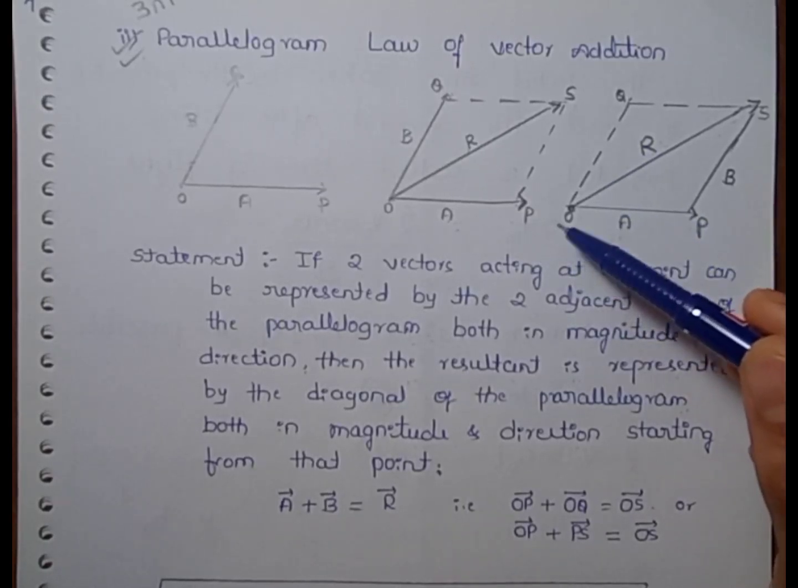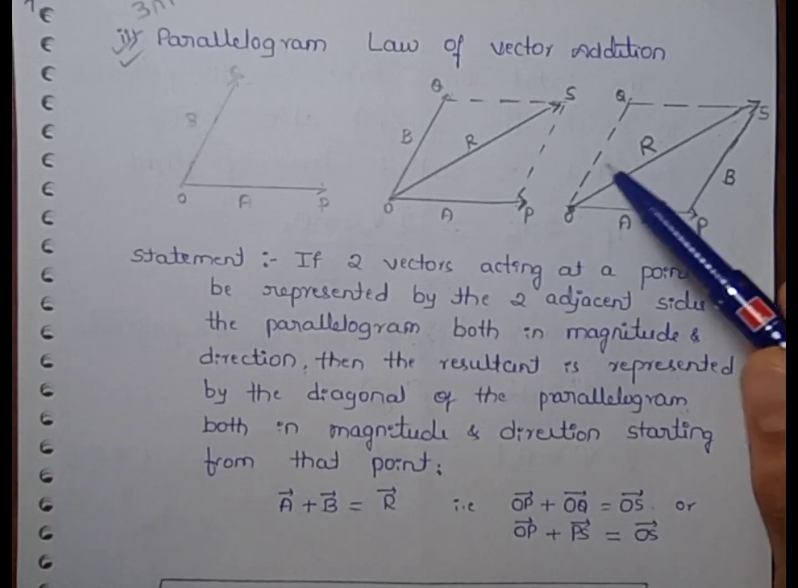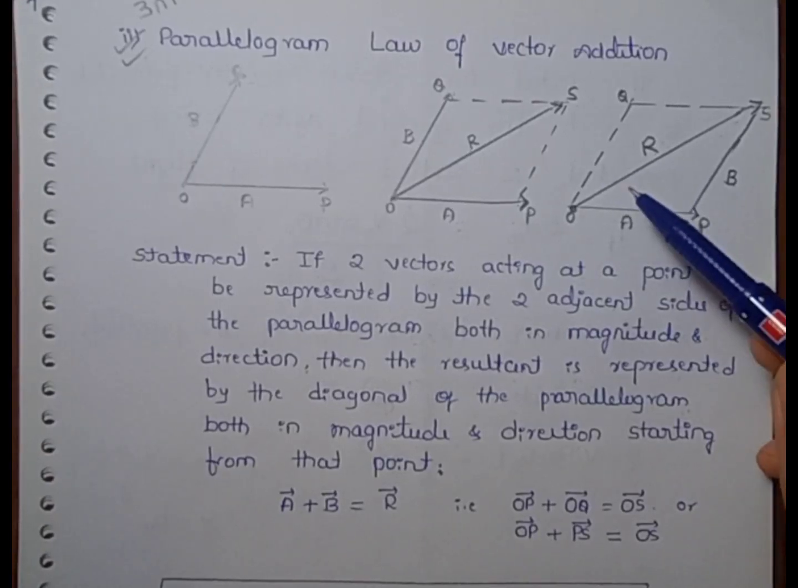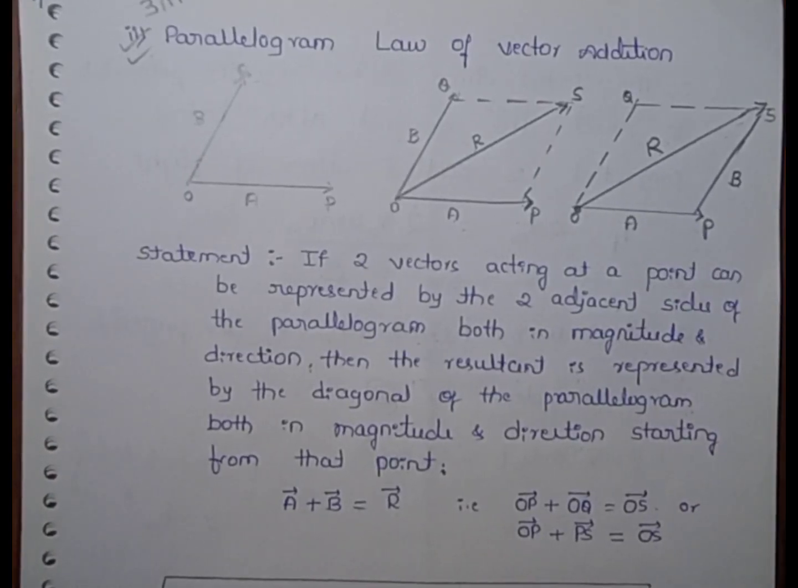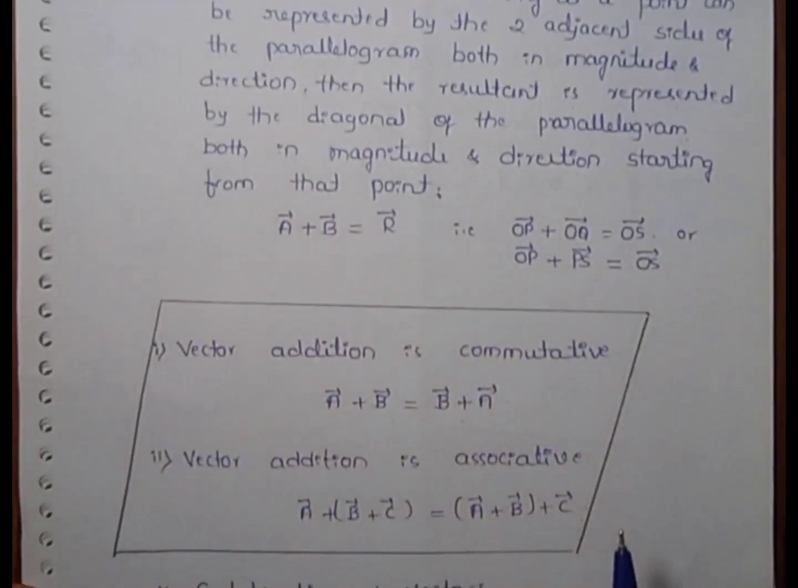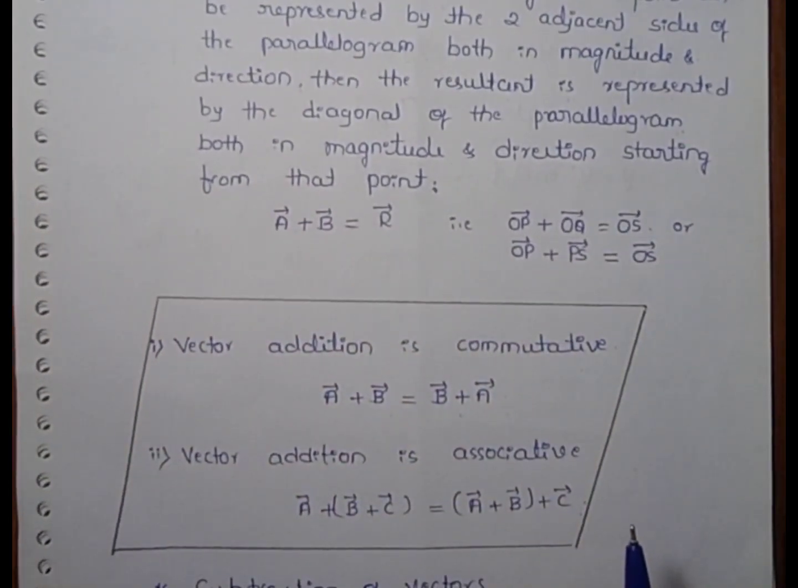Triangular law of vector addition and parallelogram law of vector addition both carry 3 marks. Next concept is vector addition. We know vector addition is commutative: A plus B is equal to B plus A. Vector addition is associative: A plus B plus C is equal to A plus B plus C.